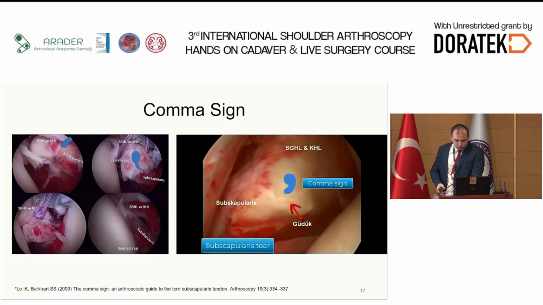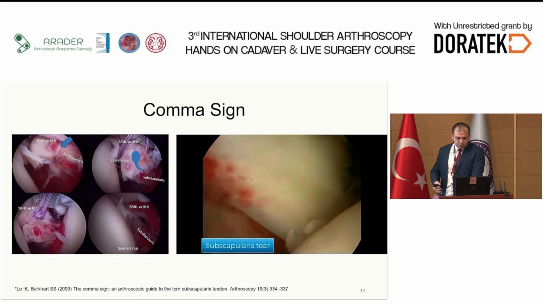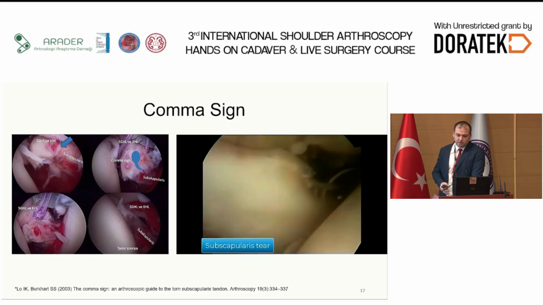After the diagnostic process, we have lots of things to look for, but it's still not 100% reliable. Whether we see something or not, we should look for the signs during the arthroscopy as well. If we can't see the subscapularis tear, we cannot fix it. The first arthroscopic clue is the comma sign. It's actually the retracted subscapularis pulling the superior glenohumeral ligament and coracohumeral ligament.